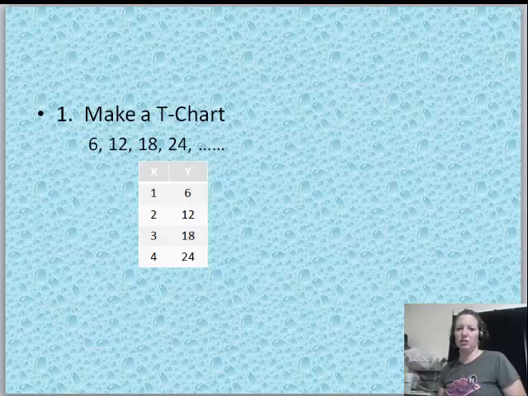So I make a t-chart. I label the left side X, and I label the right side Y. Now, under the X column, I'm going to write however many numbers I have in my sequence. You'll see that there are 4 numbers in your sequence, so under X, I'm going to write the numbers 1 through 4. Under Y, I'm going to put the numbers of my sequence as they appear. Don't rearrange them, don't order them from least to greatest, leave them as they appear.